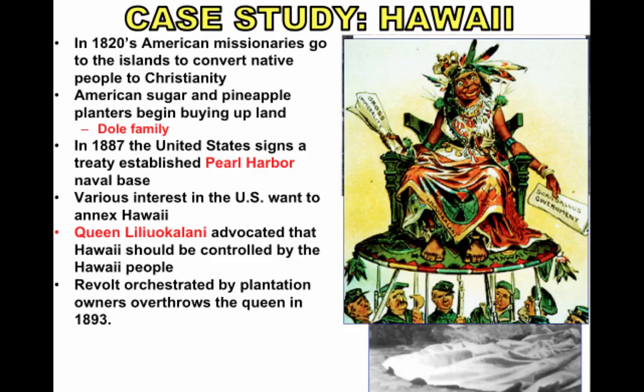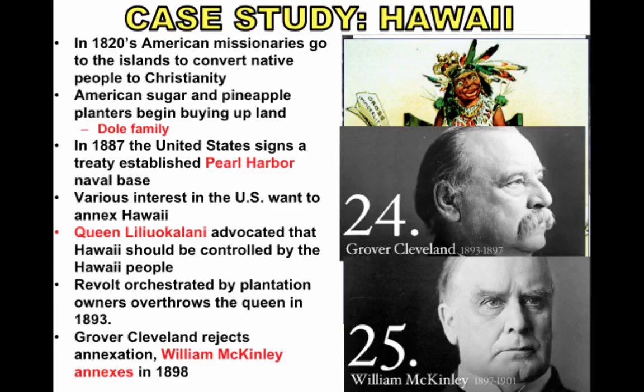You can see how she is portrayed in this political cartoon. There is briefly an annexation controversy. Grover Cleveland rejects annexation. He wants to see if the Hawaiian people truly want this, but all that debate will come to an end when William McKinley, under his administration, Hawaii is annexed in 1898.